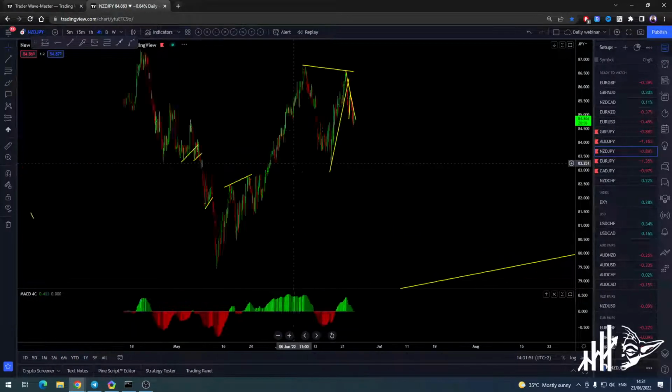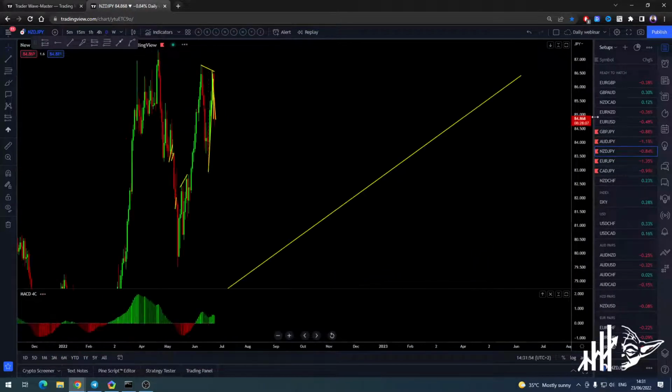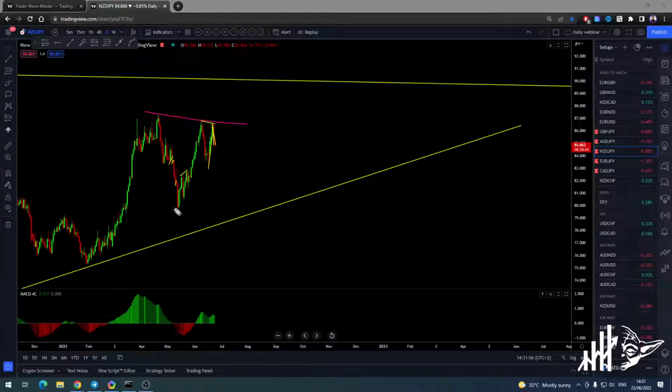New Zealand yen, same behavior. Okay, daily, let's see what we are doing. Look at that one. This is a kind of nice wave to the downside, which is anticipated over there.